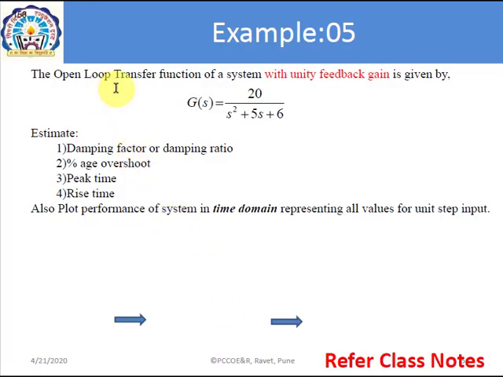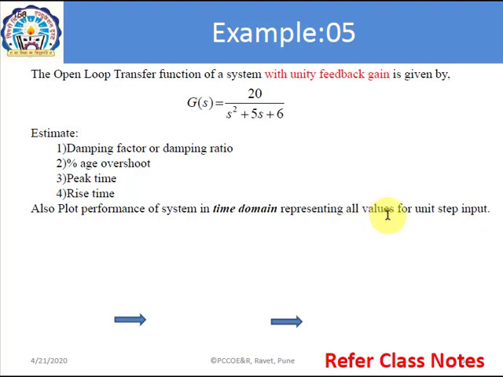Next numerical: the open loop transfer function of a system with a unity feedback gain. Carefully now, this is a somewhat different numerical, students. The open loop transfer function of a system with a unity feedback gain is given by... So we have to simplify this by considering the unity feedback, and then solve this numerical for damping factor or damping ratio, percentage of overshoot, peak time, rise time, and also plot the performance of the system in the time domain representing all values for a unit step function.